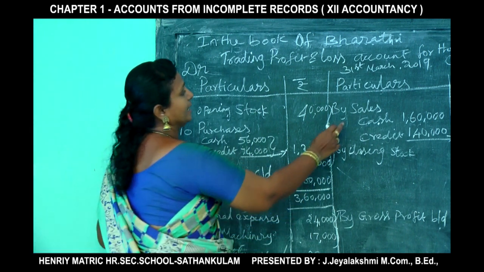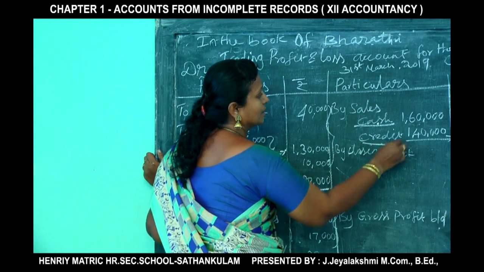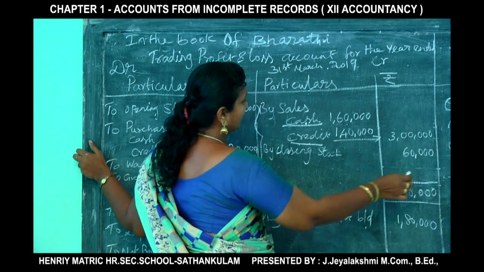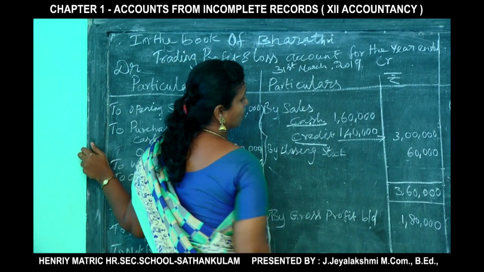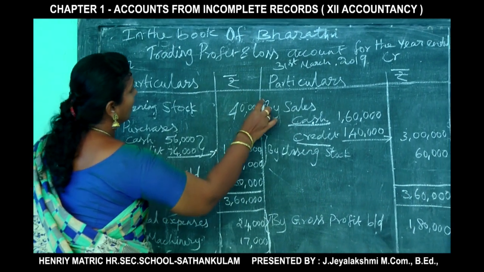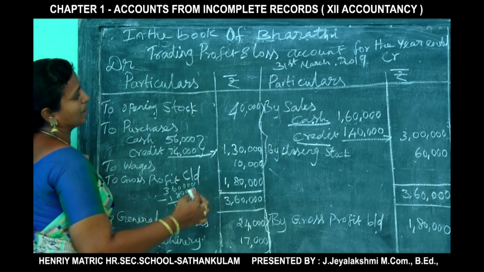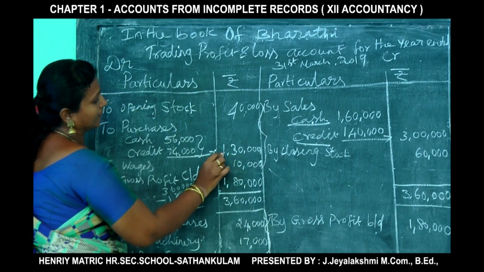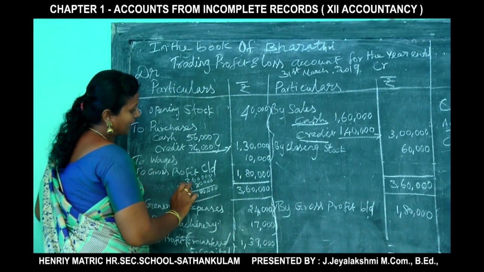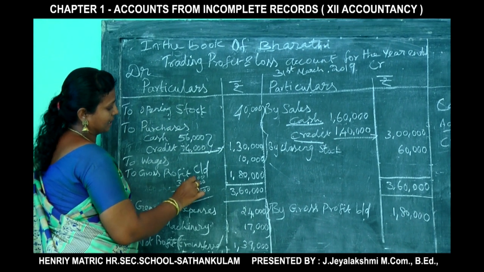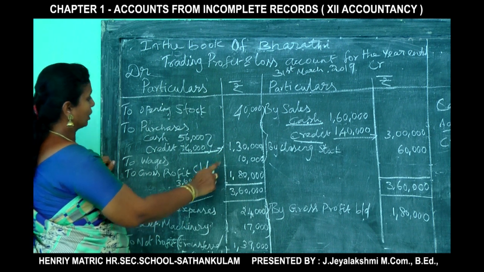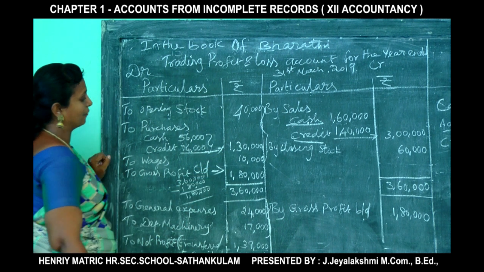Then see here, by sales. Sales also we have cash sales and credit sales, so those two amounts should be added, 3 lakh. Then we have the closing stock 60,000. Now we have 3,60,000 on each side. From the debit side we have the lesser amount. So 40,000 plus 1,30,000 plus 10,000, we get 1,80,000. That should be deducted from 3,60,000, and we have 1,80,000. That is the gross profit.